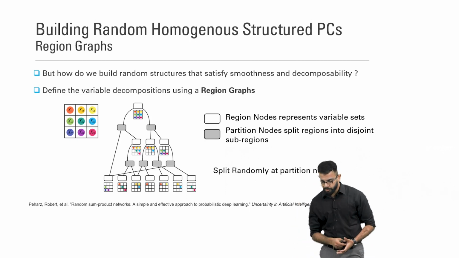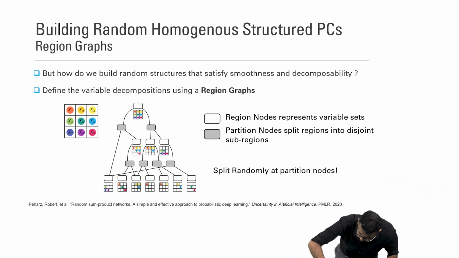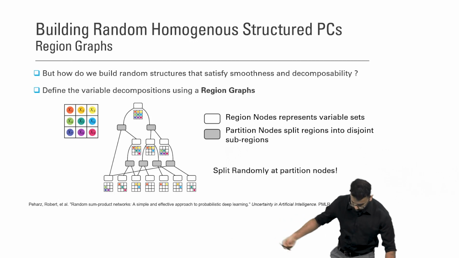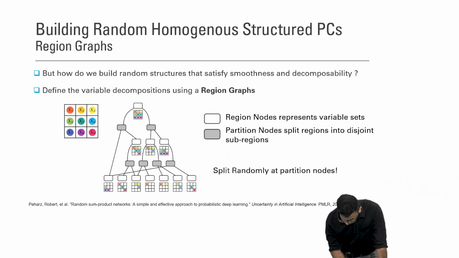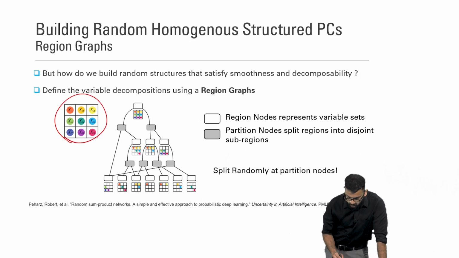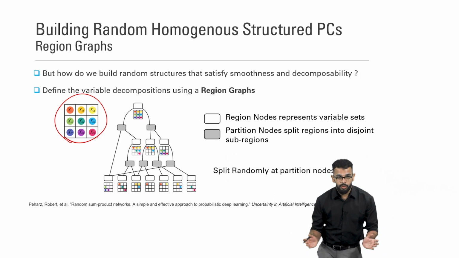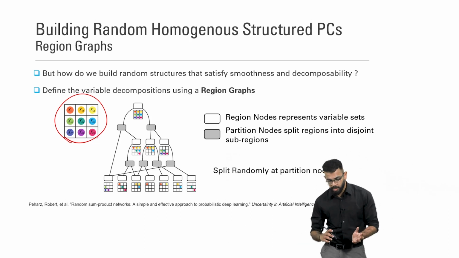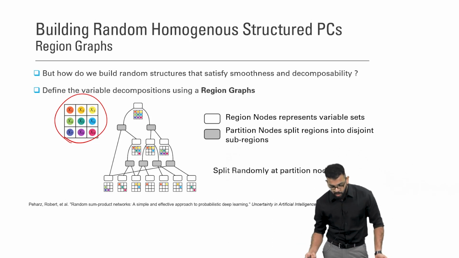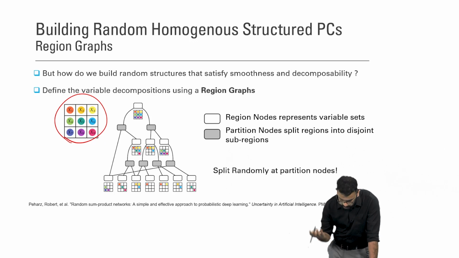So you start with all the variables. Let me get the pen. Okay. So let's say you have 9 variables, right? And at the root node, you are interested in modeling a distribution over these 9 variables. Now, as you move down in the PC, when you have product nodes, you are dividing these into disjoint subsets, right? And you will model distributions over these disjoint subsets. Well, you can construct this in advance, right?